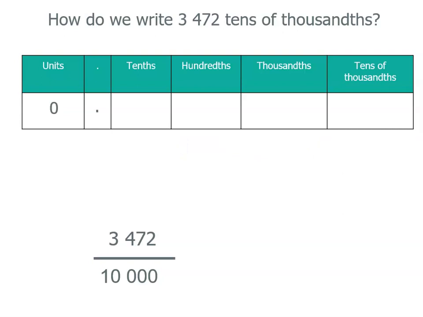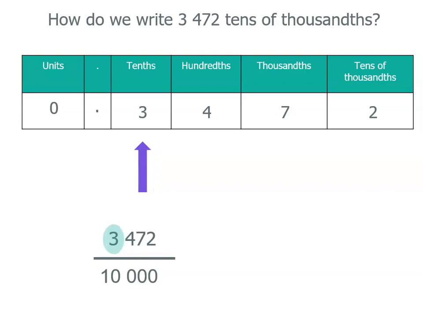Now, let's see if we can put this number in. Remember, we start at the tens of thousandths place. So we're going to start there, and we start on the far right of our digit, which is 2. We put a 2 there. Then we move left one place in our table and in our number. So we've got 7 thousandths. Left again, we've got 4 hundredths. And then left again, we've got 3 in the tenths place.